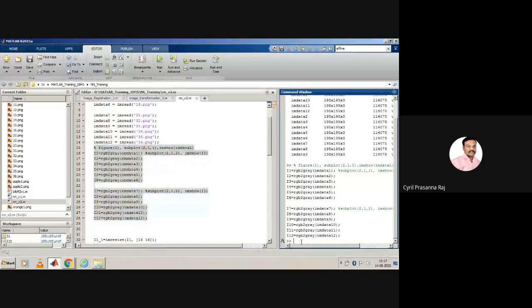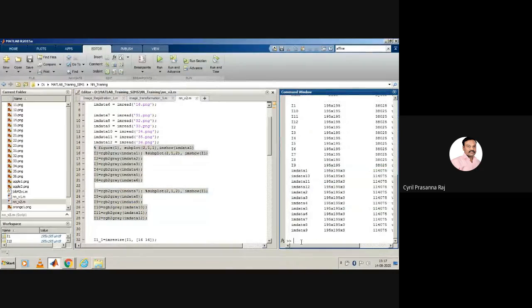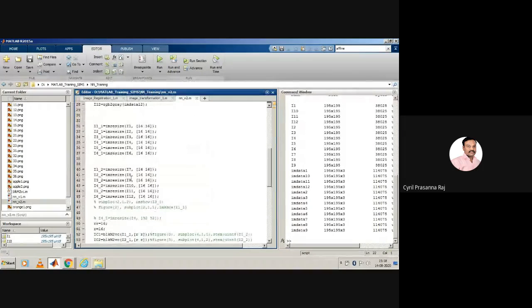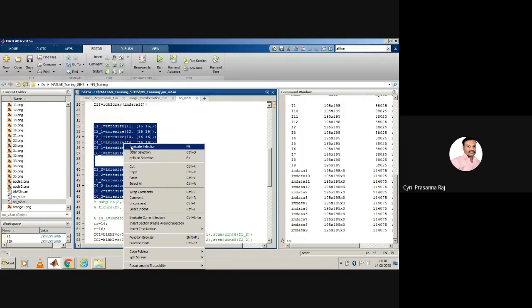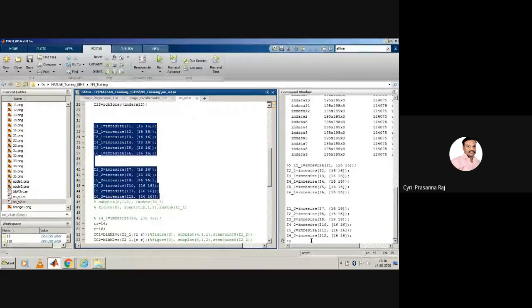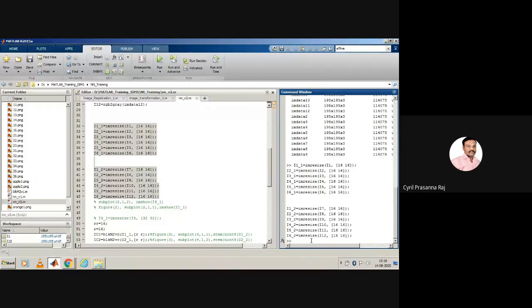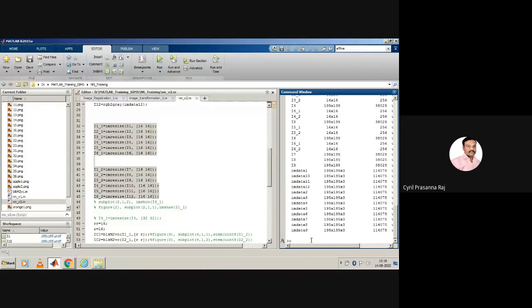So when you convert from RGB to gray, and you type whos again, the image will now, instead of 3 frames, become only 1 frame. It will all be gray data. Then you resize the image. When you do resizing using this imresize, the image will be shrunk from 195 cross 195 to 16 cross 16. So you see that the image has now been reduced from 195 cross 195 to 16 cross 16.